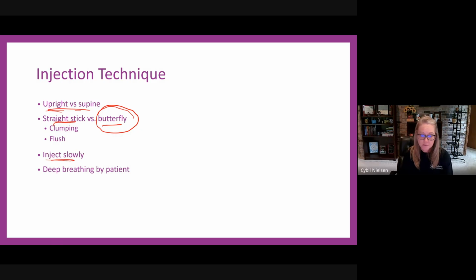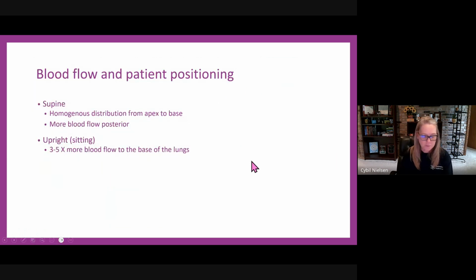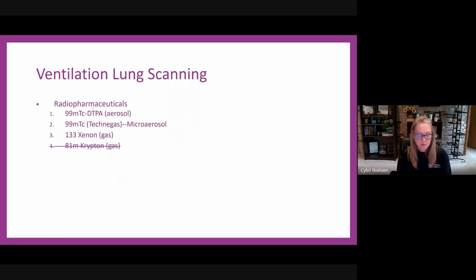Most people don't know this. And instruct the patient to deep breathe while you are injecting. Take deep breaths. So this is what the butterfly system looks like. Stopcock, you're probably familiar with those. Supine, this is why. Low energy, high resolution collimator, 500,000 counts per image. These are all the images you can take.